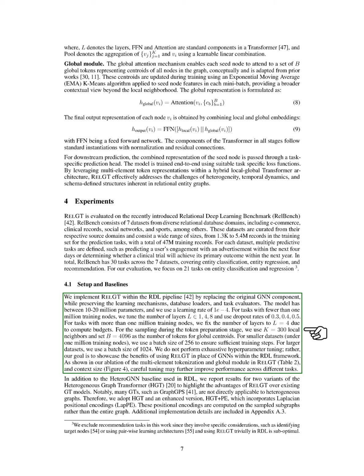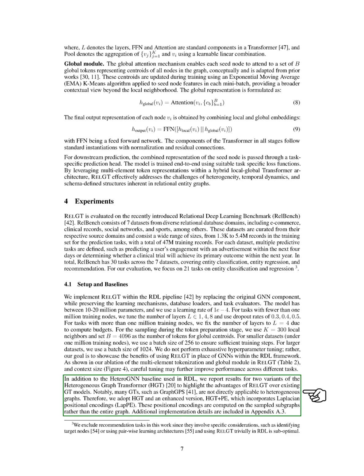We use 300 local neighbors for sampling and set 4096 as the number of global centroids. We choose batch sizes of 256 for smaller datasets and 1024 for larger ones. Our aim is to demonstrate the advantages of RELGT over traditional graph neural networks without extensive hyperparameter tuning.